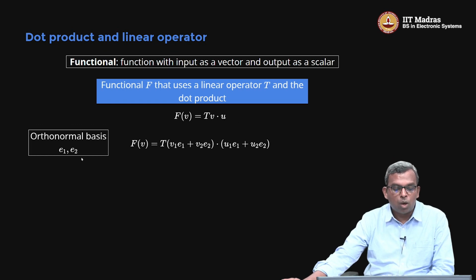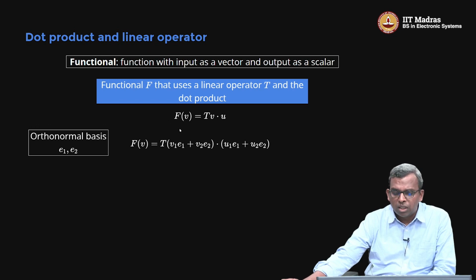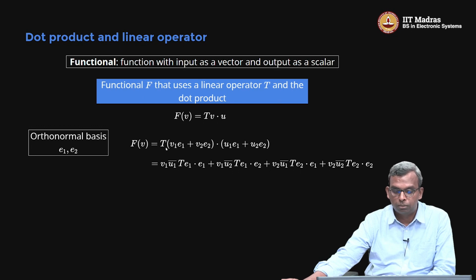So let's now do an orthonormal basis. You have an orthonormal basis e1, e2. So I can expand u over e1, e2. So I get u1 e1 plus u2 e2. Likewise, I can also expand v. V also expands as v1 e1 plus v2 e2. So notice now what's going to happen here. I'm going to push this t inside. So I get v1 into t e1, and when I push this t inside, I'm going to get v2 into t e2.